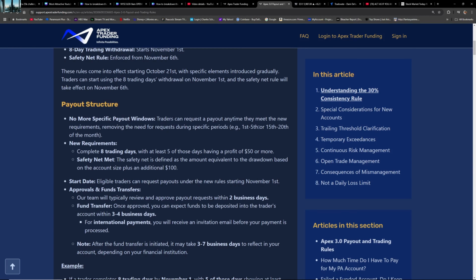Now, this is the best change that has come to Apex in a very long time, allowing us to, instead of having to request through the 1st and the 5th right here, and the 15th to the 20th, and let me tell you right now, the pressure to get your trading done before the 1st and the 5th when you activate a new account, you felt it. Like, let's say you activated your account on the 20th. You're like, I got 10 days to hit my 10 days, and then I'm trying to get paid out, because that's what we're doing. We're trying to get paid out on that first payout cycle.